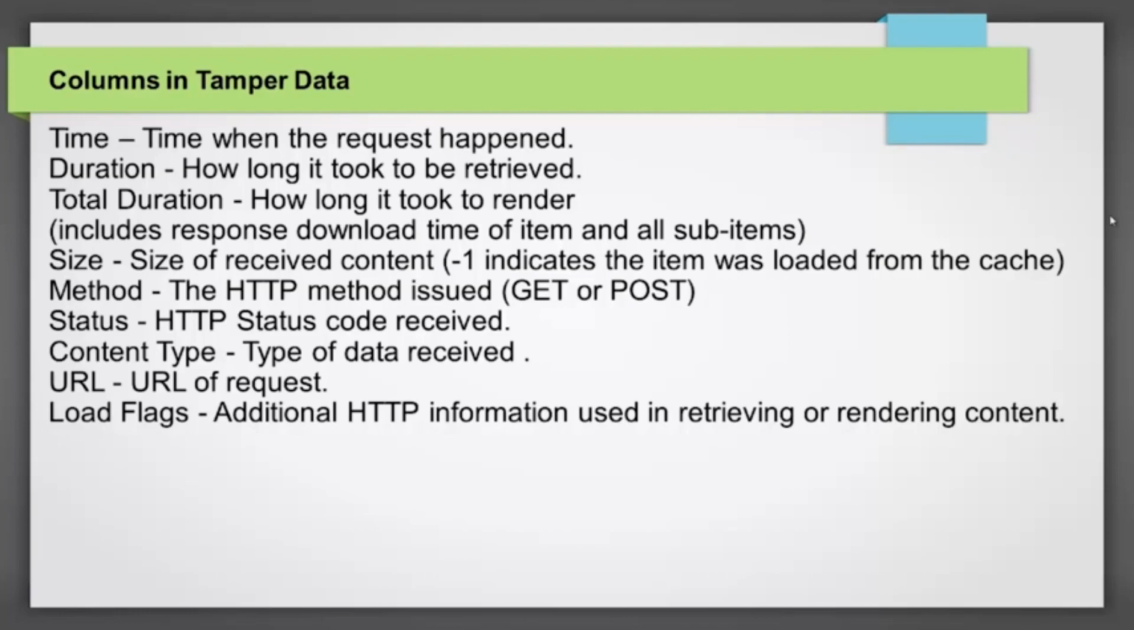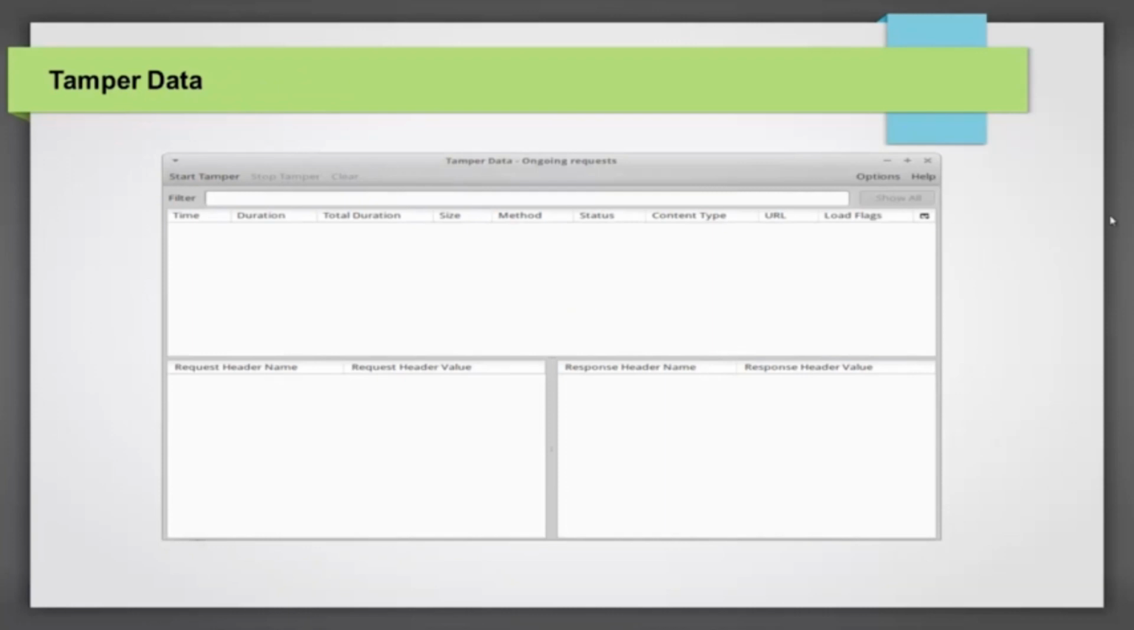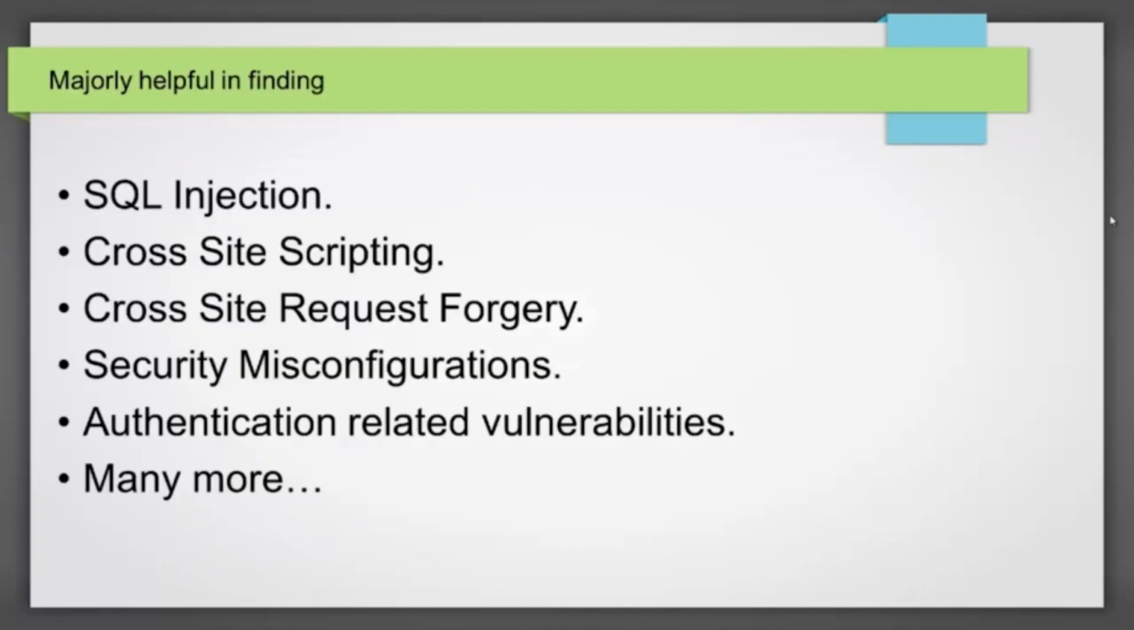So these are the different columns that are there in the Tamper Data Mozilla Firefox add-on. This is completely theory, but we really need to know all of this before going ahead and performing our demo. This is how Tamper Data actually looks, and we can see the various columns present. This add-on is majorly helpful in finding SQL injection, cross-site scripting, cross-site request forgery, most of the security misconfigurations, authentication related vulnerabilities, and plenty of other vulnerabilities as well.